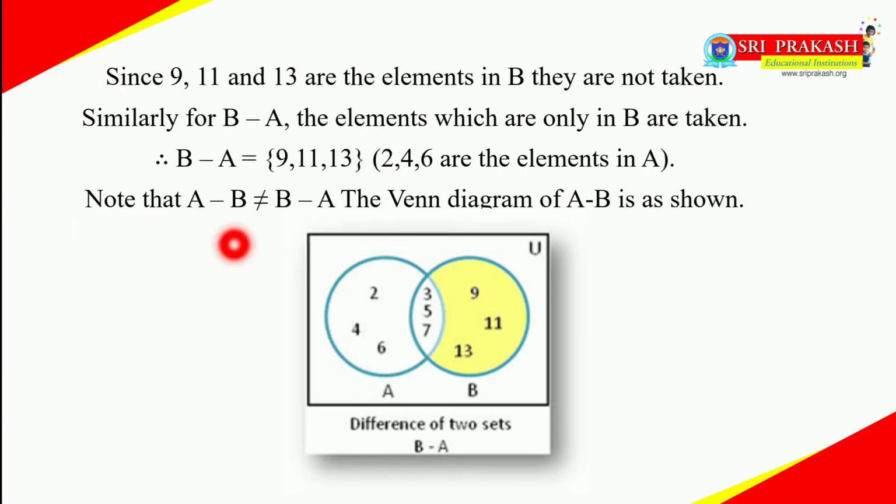Now, if you observe the previous diagram, we can find that 9, 11, 13 are the elements in B. That is why they are not taken into A difference B. Similarly, for B minus A, the elements which are only in B will be taken. From the same diagram, A is equal to {2, 3, 4, 5, 6, 7} and B is equal to {3, 5, 7, 9, 11, 13}. But here the elements 9, 11, 13 are only in B. That is why they will come to B difference A. Note that A difference B and B difference A are not the same.